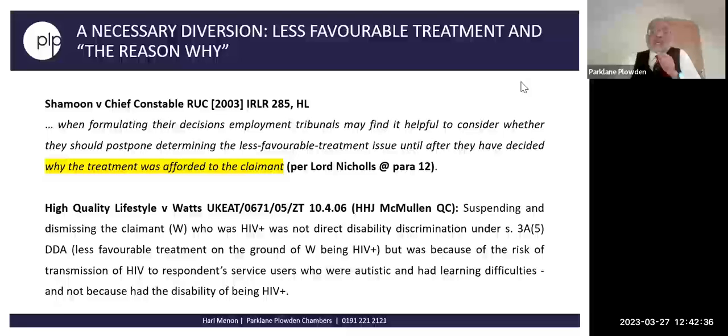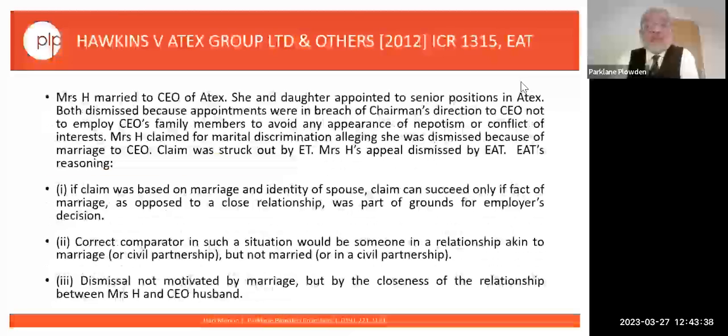Now, although he succeeded at first instance, the Employment Appeal Tribunal allowed the appeal, and they said that what Mr. Watts was dismissed for, the reason why, was because of the risk of transmission of HIV to the service users who were vulnerable. And this was a case in which carers in Mr. Watts's position were prone to get cuts and bruises because of untoward incidents with the persons to whom care was being given. So that was the reason. And the reason why was not simply because he had a disability by way of HIV. So just bear this in mind when we move back to marital discrimination.